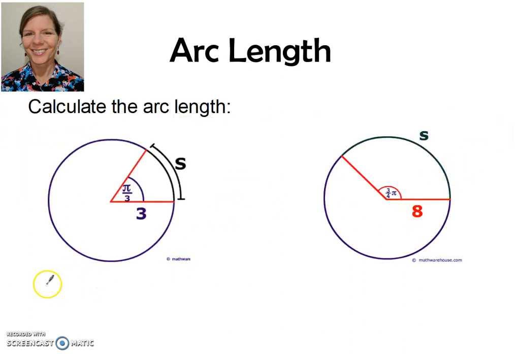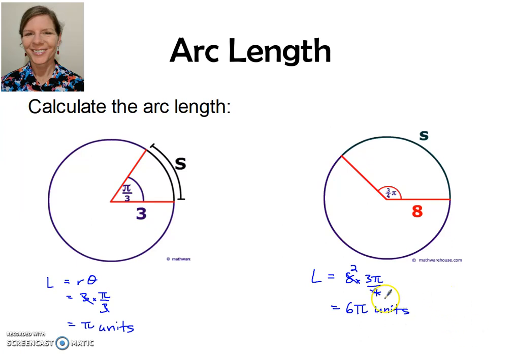So a couple of very quick examples. Calculate the arc length here. So arc length equals r theta, 3 times pi on 3, because this is measured in radians. Those cancel, give you pi. Okay, for this one, r is 8 times theta, 3 pi on 4. That cancels with that, and you've got 6 pi. So with these ones, it's quite okay to leave them in terms of pi. It's certainly neater than rounding. If you need to round to 2 decimal places, you can, but it's okay to leave it as an exact value.